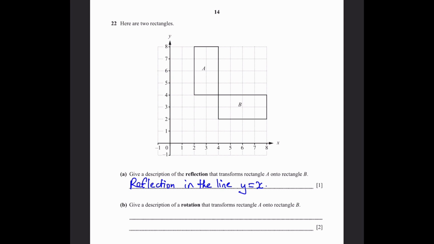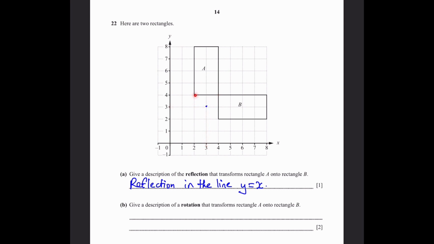Alright, if you rotate this rectangle A clockwise around this point over here, it will sit on top of rectangle B but it won't be on rectangle B. To fix this, actually, because we reflected on the line y equals x, the center of rotation will most likely also be on this line y equals x. So instead of taking this point, let's take the next point below, 3, 3. So let's just place the point.